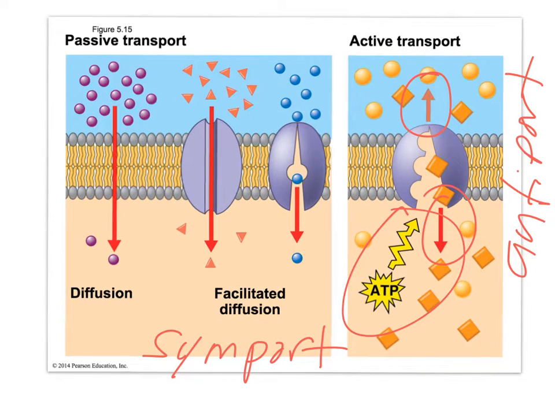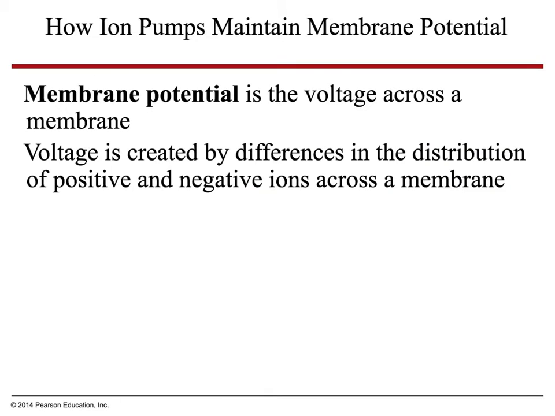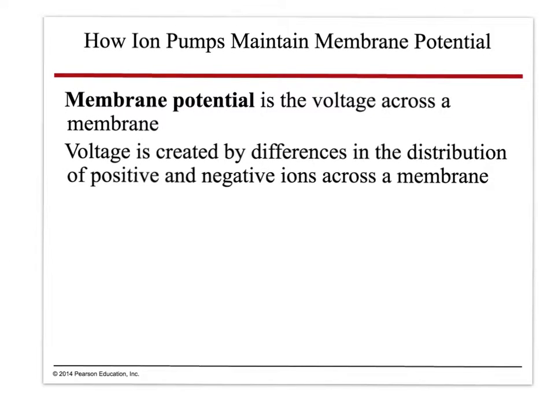Questions on any of this? Diffusion, facilitated diffusion, active transport up to there. And look at that, we already talked about membrane potential, the voltage across the membrane. Yes? What did you call it? It was the resting membrane potential. This is the membrane potential, it's up there right now. Membrane potential, the voltage across the membrane, and that's created by, so it's resting membrane potential.